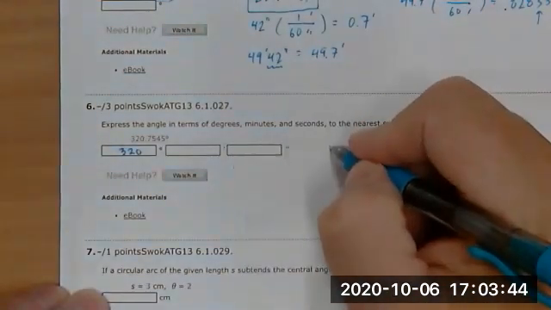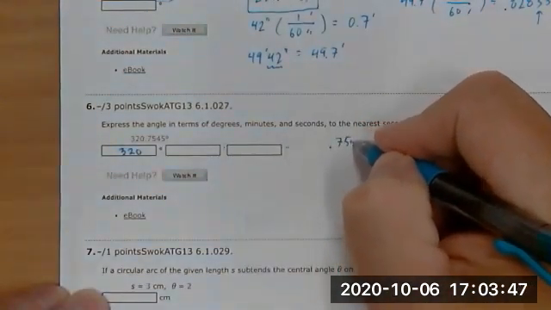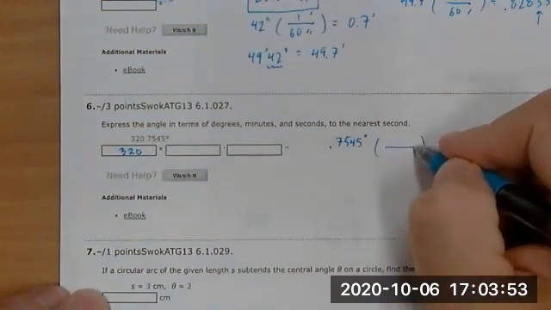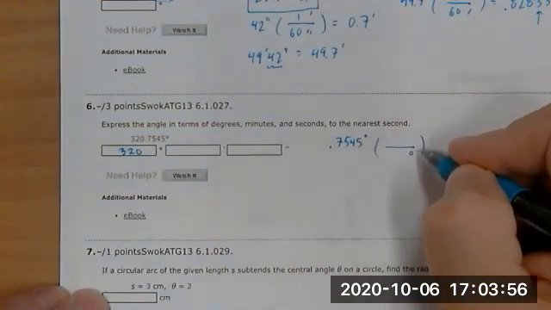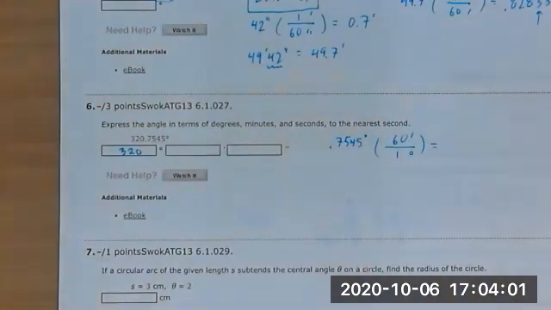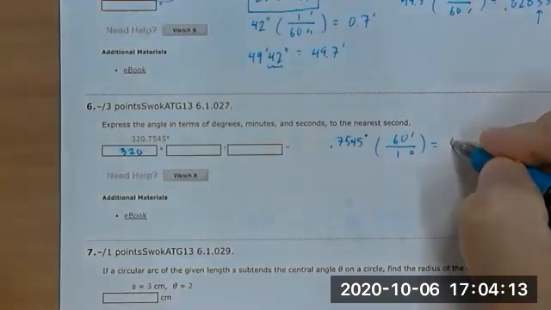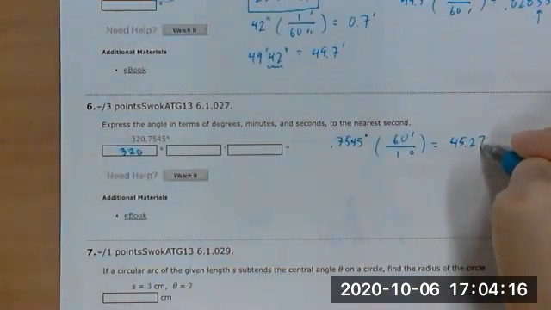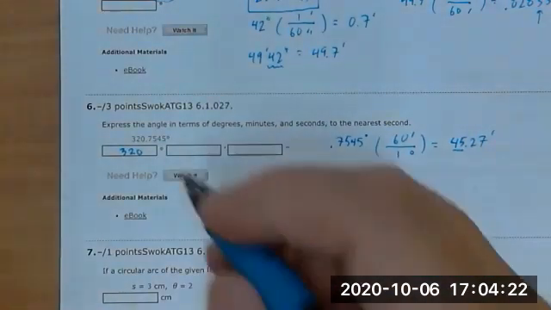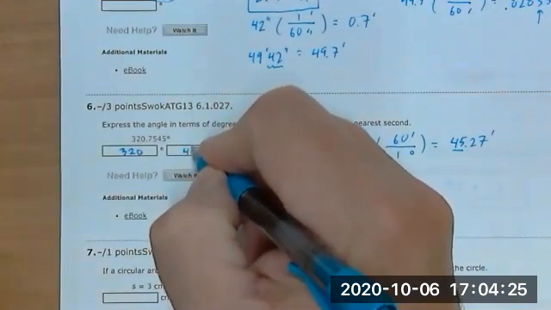So I'm going to take the 0.7545 degrees. I want to convert that into minutes. So degrees on the top, degrees on the bottom, and minutes. 60 minutes in 1 degree. So 0.7545 times 60 minutes is 45.27. So what I do is I take the whole number part, the 45, and that becomes my minutes.